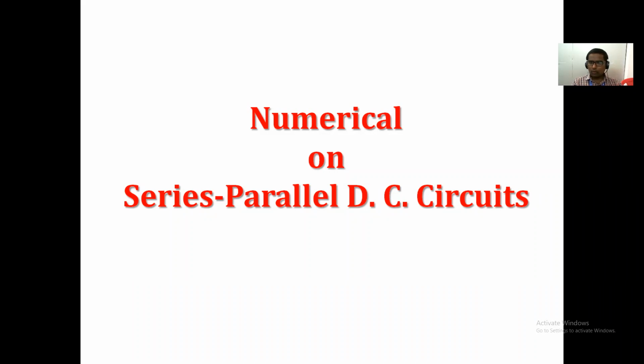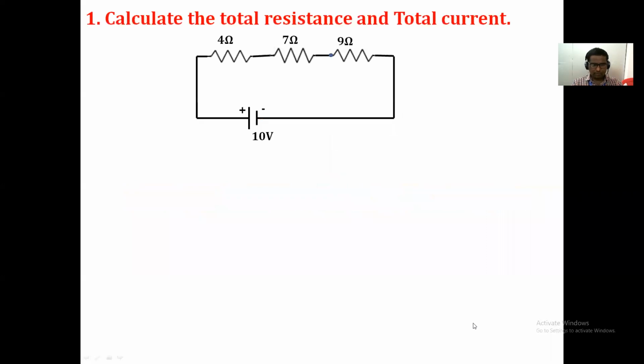Hope that everyone has prepared. Hope that everyone has written the title, numerical on series parallel DC circuit. So let me take the first example. Write down number 1: calculate the total resistance and the current, and then draw the circuit diagram.